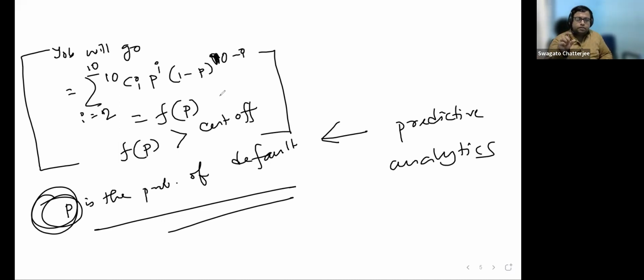If your credit rating is below 500 or something like that, you will get no loan from anybody. So how do I decide that cutoff below which I will not give any loan? Anybody will come to this kind of a calculation. So that is where the binomial distribution is used.